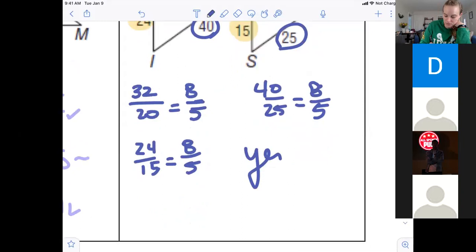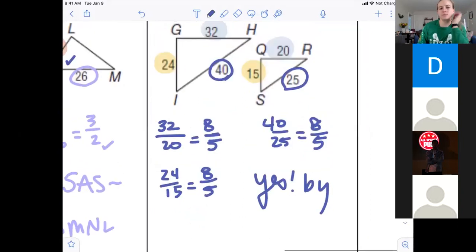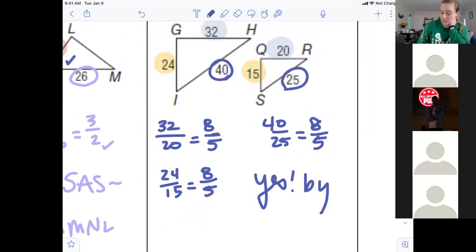So I'm going to say these are similar, yes, by which theorem do I get to use this time? Anybody? What theorem do I get to use? Is this side, side, side? It is side, side, side. Really, very good. I have no angles. I've got no information on angles, so I'm just going to do side, side, side.